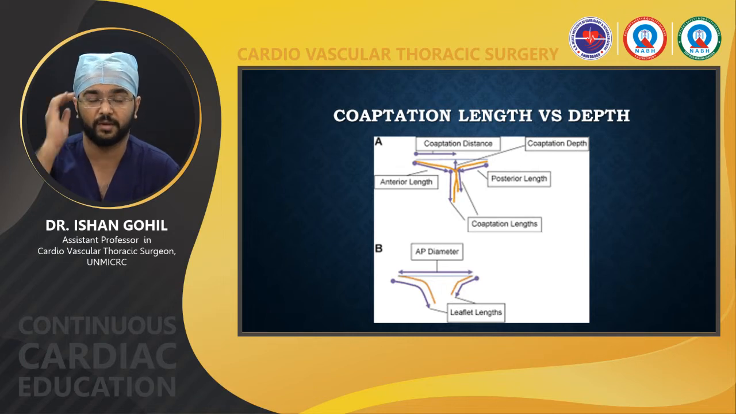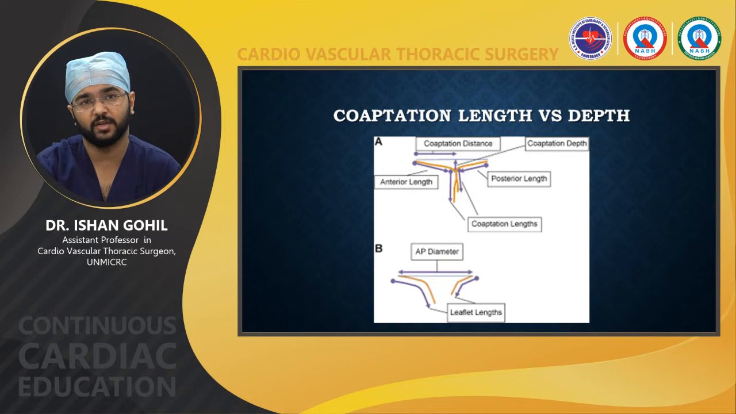Another terminology is coaptation depth. Coaptation depth is the depth of the point of coaptation below the level of mitral annulus. If we assume this as the level of mitral annulus, the depth from this point is called the coaptation depth. During the systole, there are chordae attached to the lower side of the leaflets which pull the leaflets towards the LV side. Hence, there is a suction force which develops. So the coaptation line indents into the LV. So this distance is called the coaptation depth. This is the coaptation distance and this is the coaptation length.